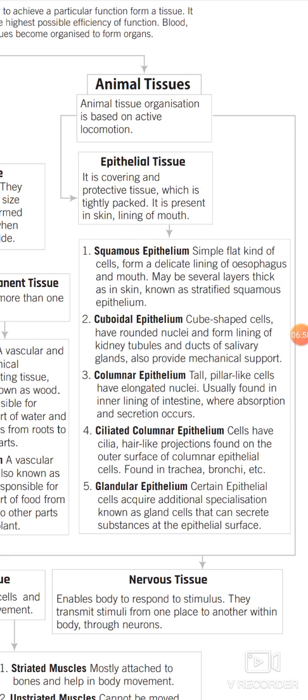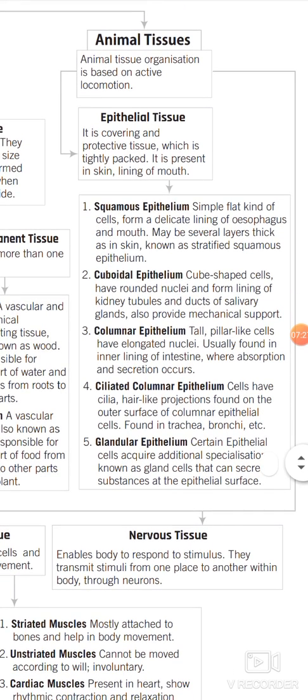So it is the covering and protective tissue which is tightly packed. It is present in skin and the lining of the mouth. Getting it, dear students, where is epithelial tissue present? Epithelial tissue is present as the outer covering, either of the internal organs or of our body. For example, skin. The outer covering of our body is skin. So the skin is made up of which tissue? Epithelial tissue. Now epithelial tissue is divided into different subtypes.